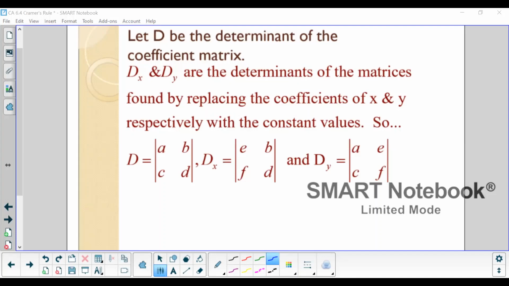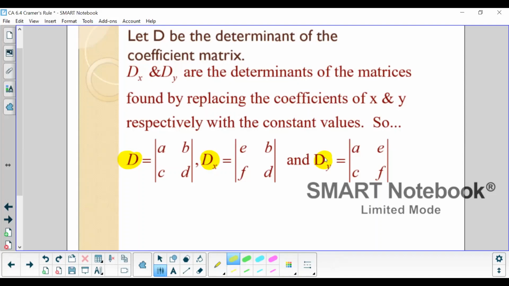All right, so there's some new notations going on this screen. I told you at the beginning of the lesson that our goal for today is to find the solution to a system using determinants only, okay? What's happening on this screen is we're defining three different kinds of determinants. One that's just plain old capital D, one that's capital D with a subscript of X, and one that's capital D with a subscript of Y.